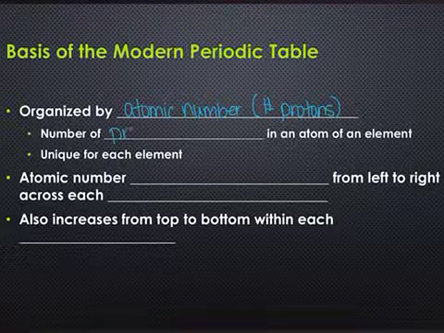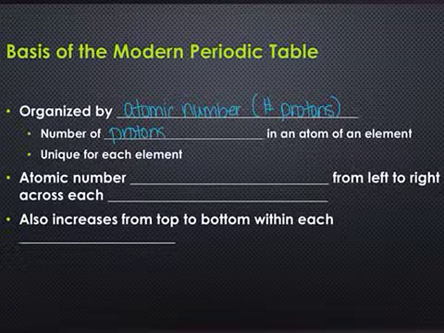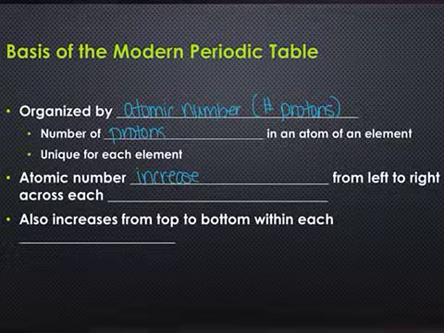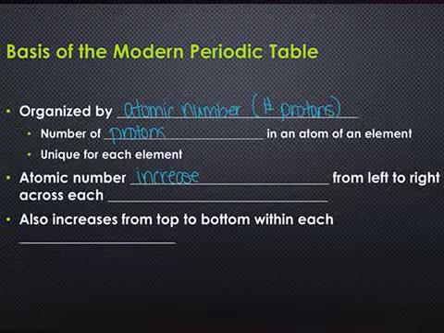Right here. And that's unique for each element. So the atomic number will increase as you go from left to right across each period.